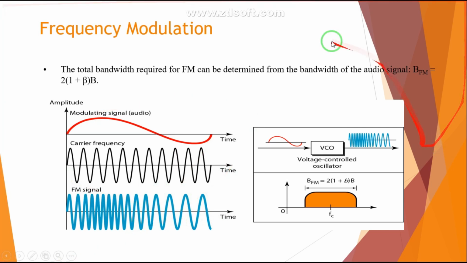And for that purpose, guys, we require a voltage controlled oscillator. Why? Because the frequency of this oscillator is going to change according to the voltage, or amplitude, of your modulating signal.